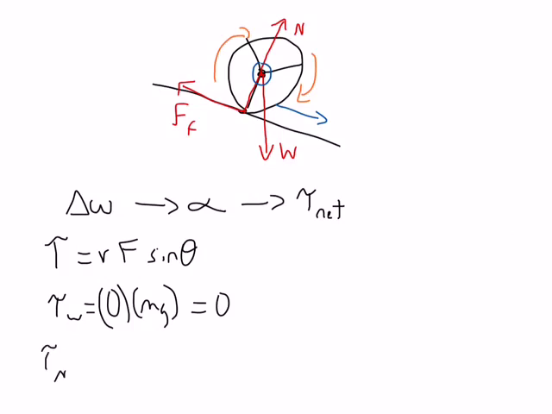What about the normal force? Well, the normal force doesn't act at the center of mass, so R is, I'm going to call it capital R to differentiate, the radius of the wheel, right?